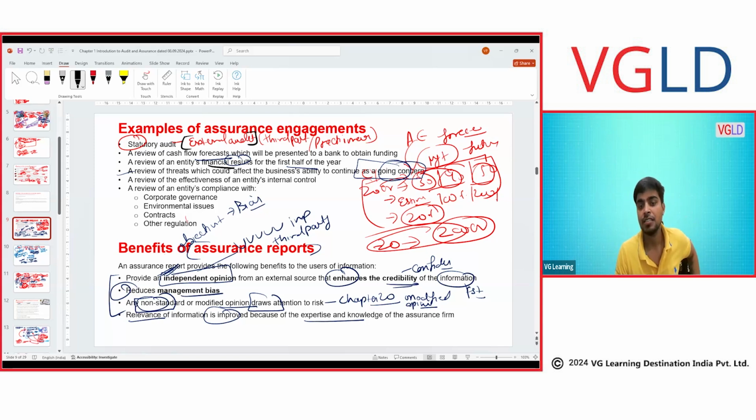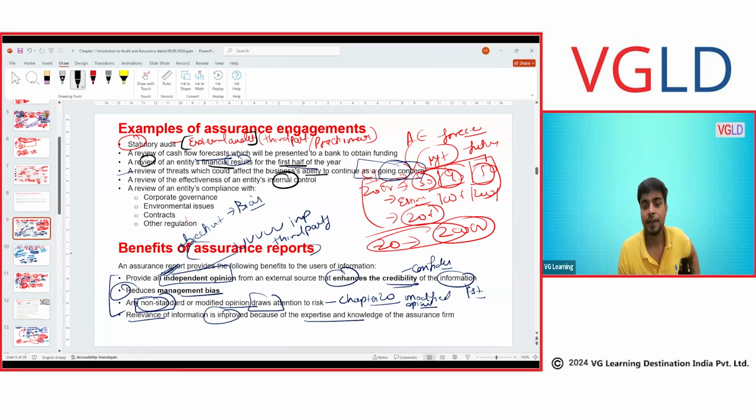Review of the entity's financial results, for example the first half year, let's say interim audit. Review of threats that could affect the business's ability to continue as a going concern. What is a going concern? That is the entity's ability to continue for the next 12 months. Okay, that is what we discussed in the last class.